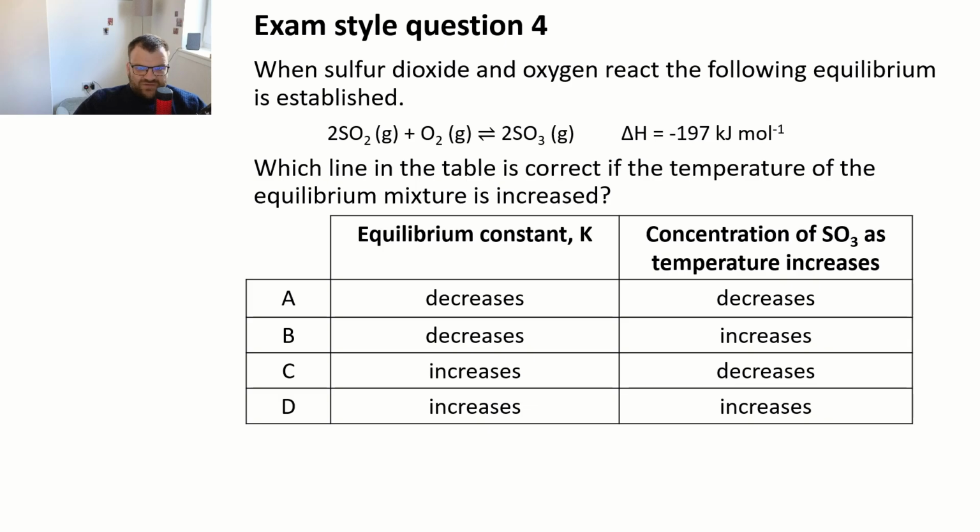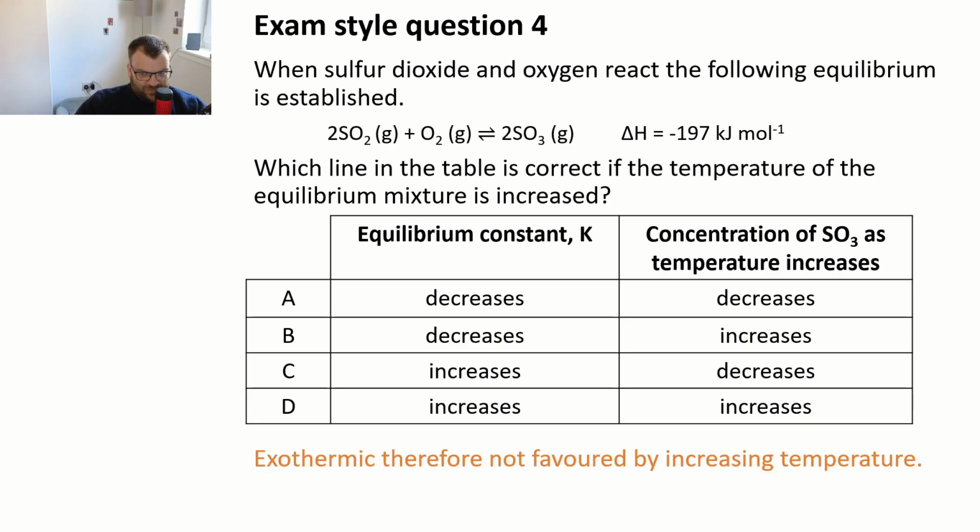And this one, we're dealing with sulfur dioxide and oxygen reacting together. Which line is correct if the temperature of the mixture is increased? It gives us the value for delta H, which is the enthalpy. It's negative enthalpy, therefore it's an exothermic reaction. If we're increasing the temperature, it will not favour the exothermic reaction. It would favour the reverse reaction.